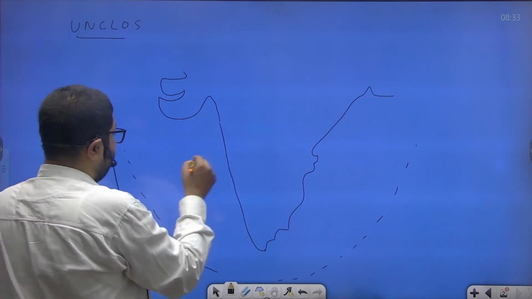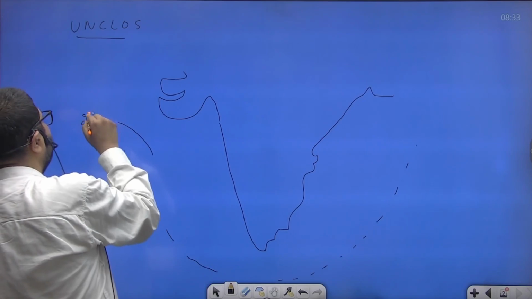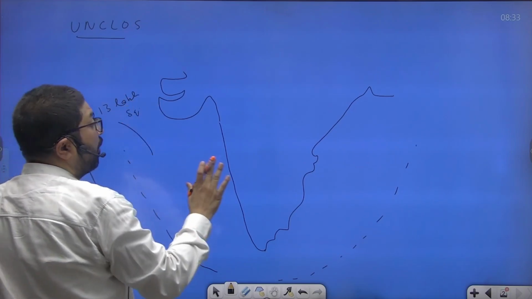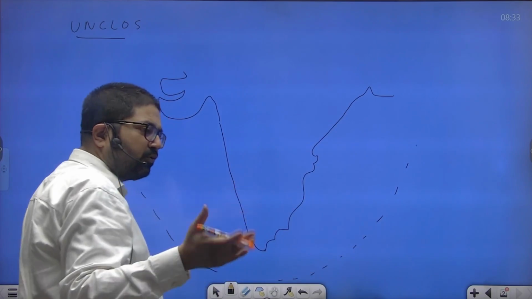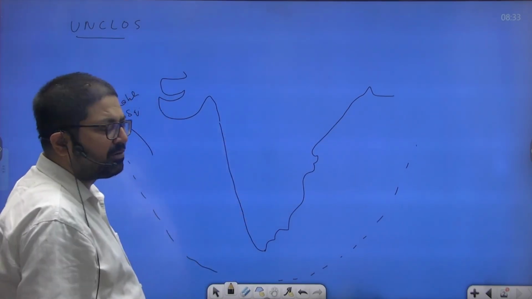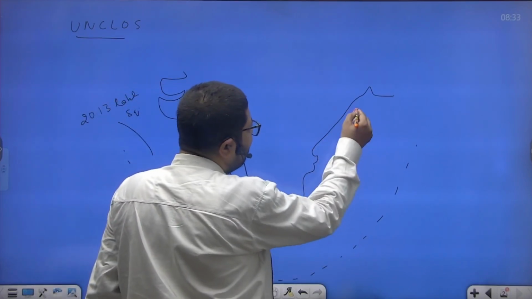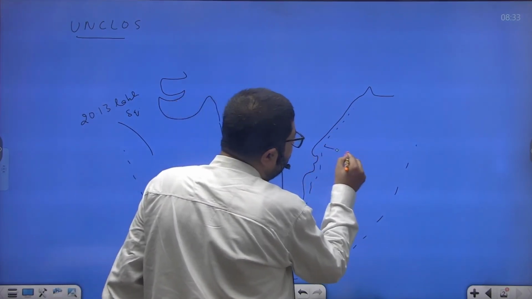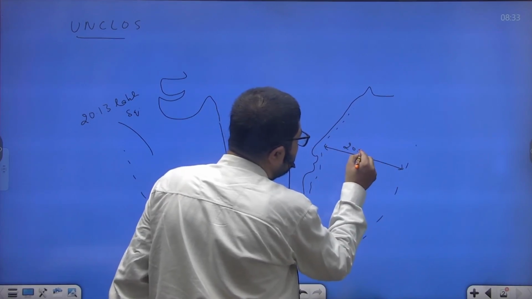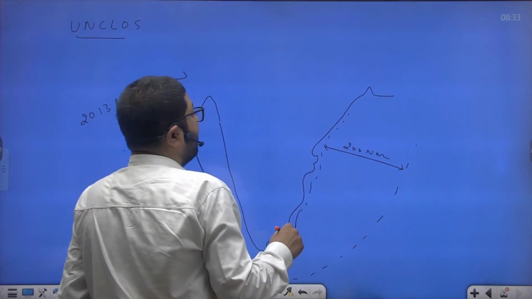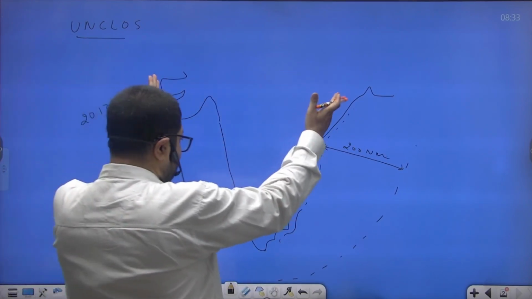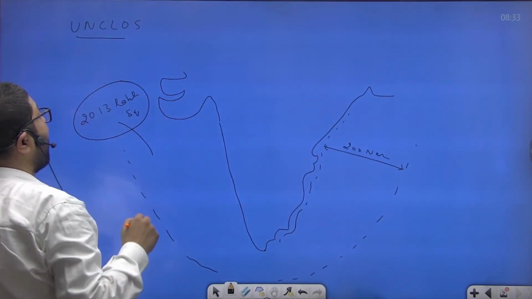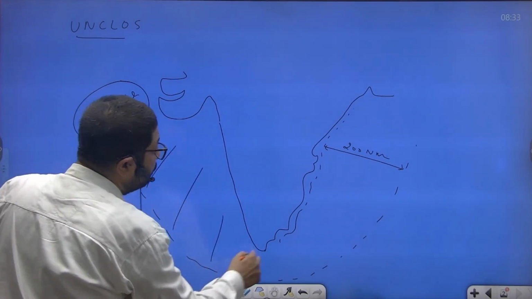Because of its long coastline, India has command over 20.13 lakh square kilometer of the adjoining seas. This is the area of the exclusive economic zone. The exclusive economic zone extends from the baseline, that is the low tide line, up to 200 nautical miles. So because of this extensive long coastline, India has command over 20 lakh square kilometer of this area.